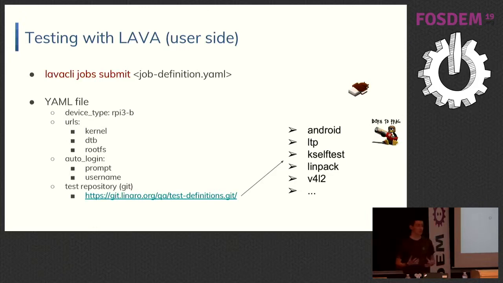Usually it's inside a Git repository, so you have versions of your tests that Lava will record along with the results. And we already provide many wrappers around well-known test suites like LTP, KSFT, the Android test suite, things like that.